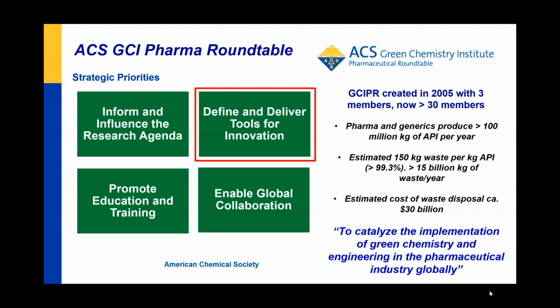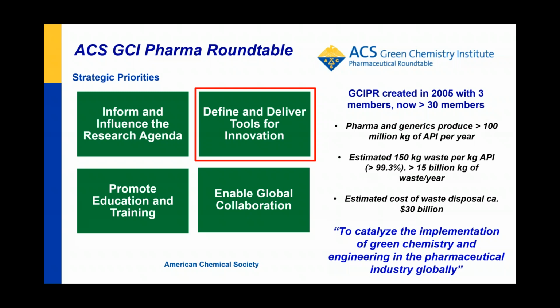So what's the real driver for green chemistry in pharma today? Overall, these numbers are from a book by Budzikiewicz, published in about 2012. Pharma and generics produce 100 million kilograms of active pharmaceutical ingredients per year. For each kilogram of API, it was estimated you have 150 kilograms of waste. That comes out as about 15 billion kilograms of waste per year. These are pretty big numbers we're talking about.